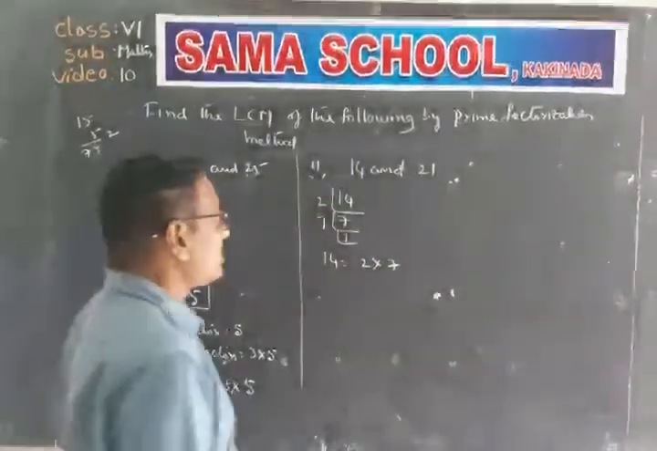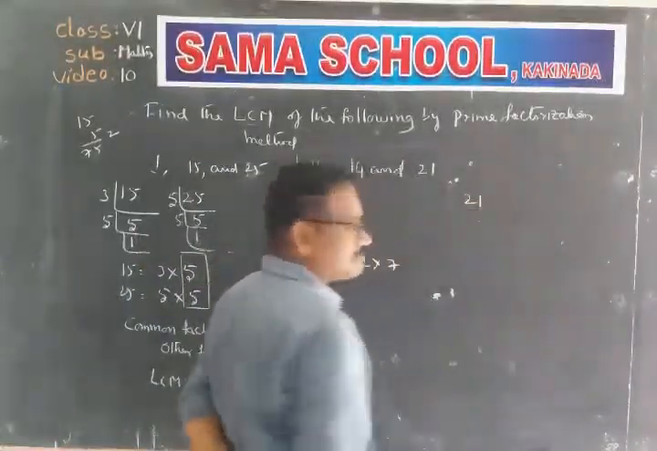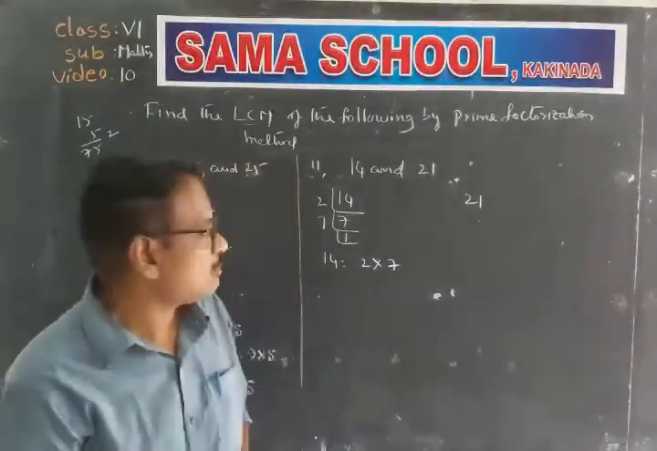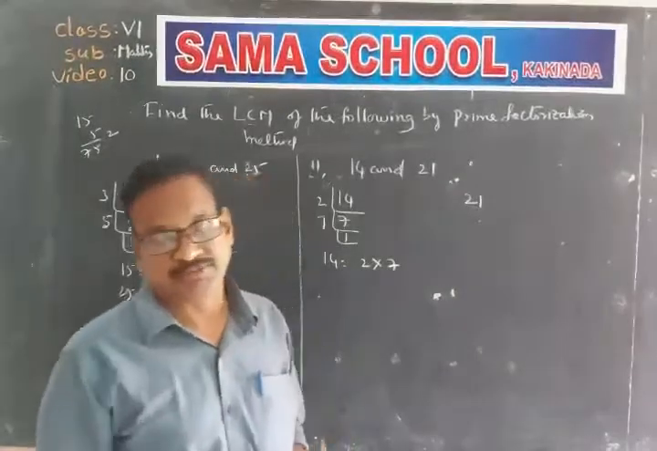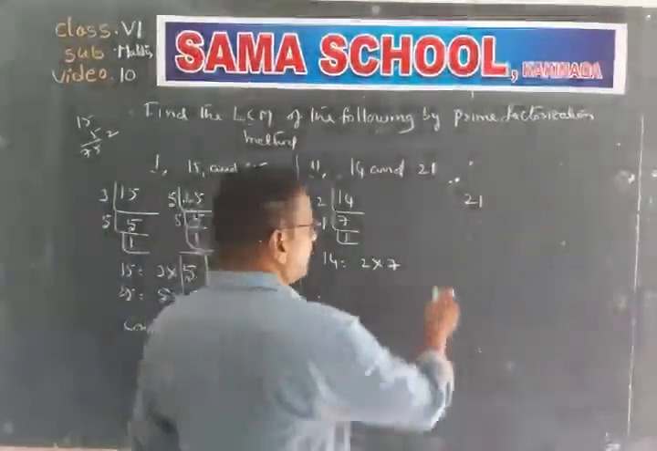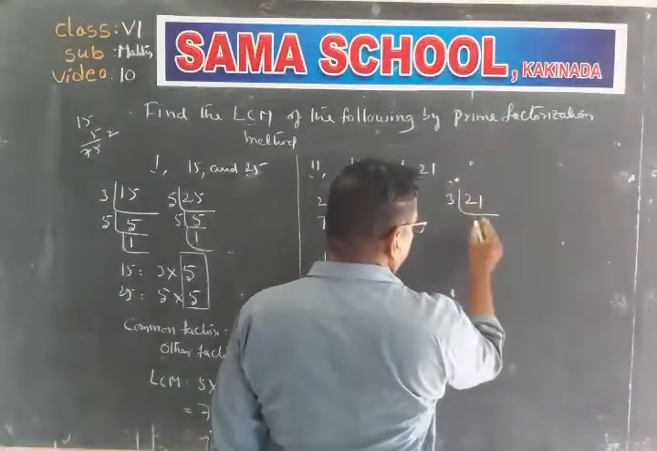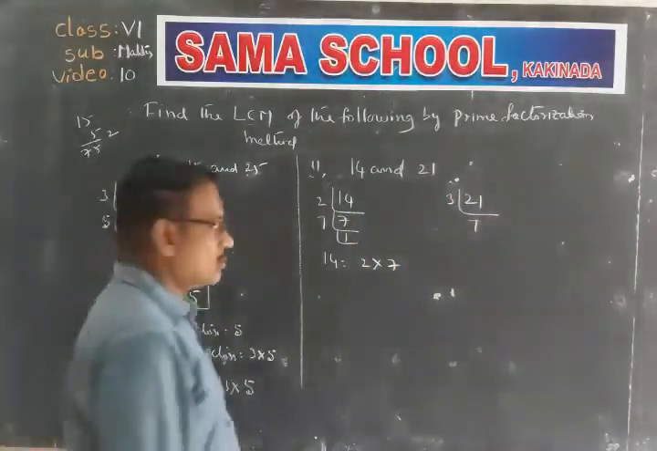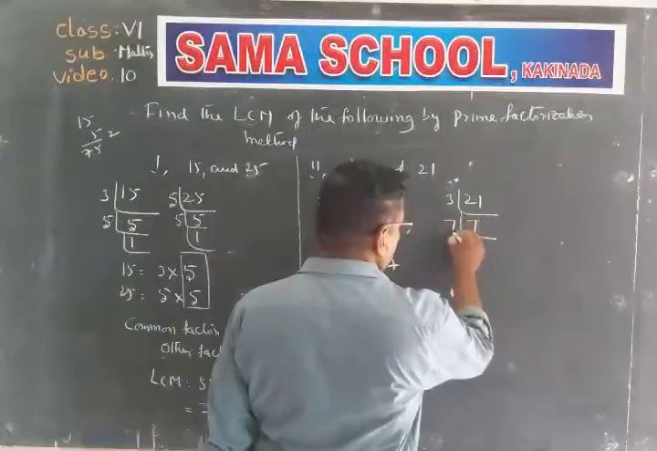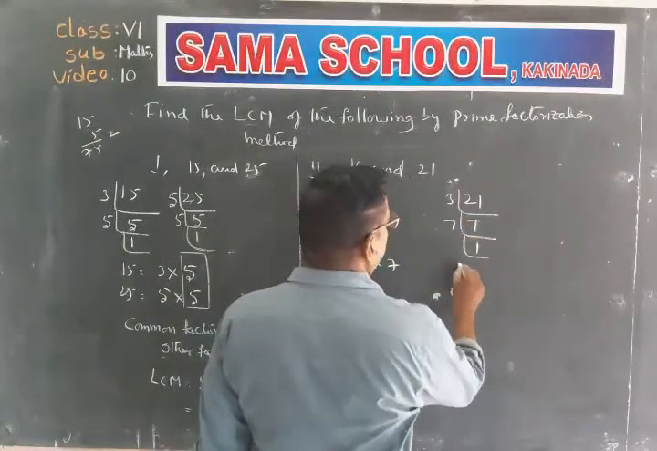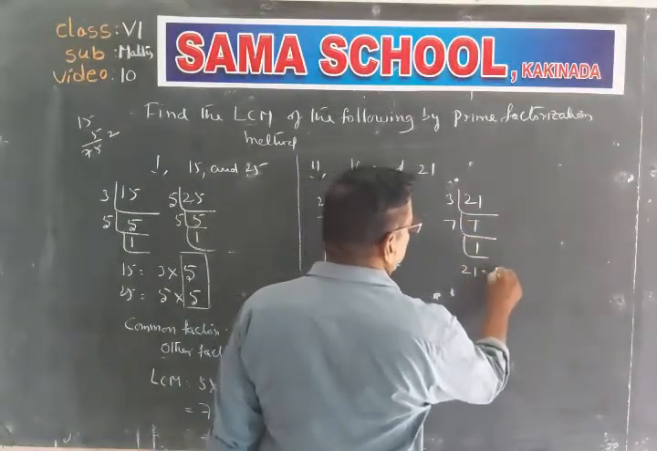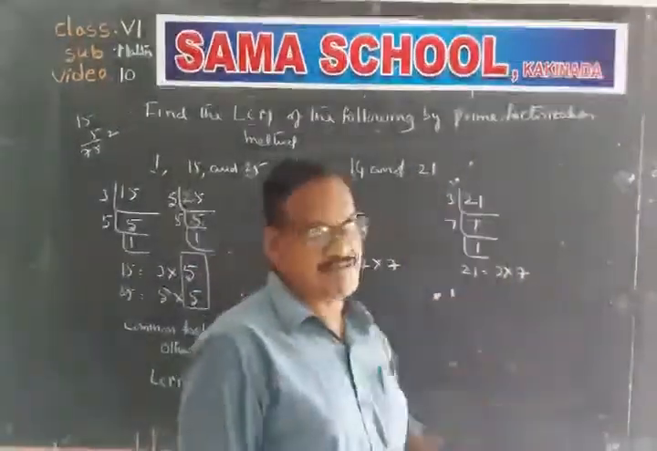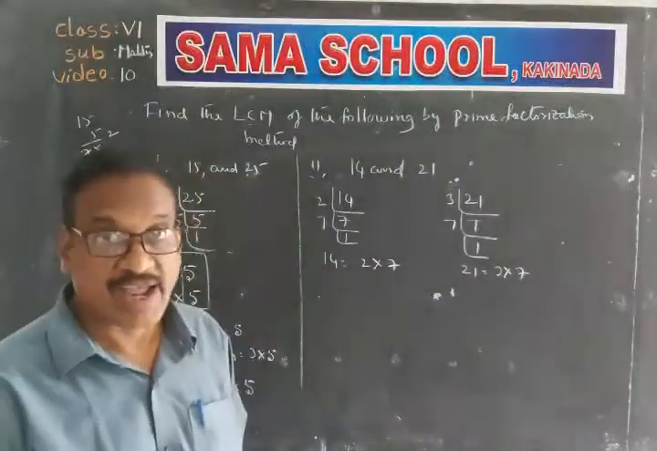Okay, now you take 21. Which is the least prime number that divides 21? 2 is not divisible. Okay, 3. 3 is divisible how many times? 7 times. 3 7s are 21. Okay, 7 is divisible how many times? 1. Okay, you write 21 is equal to 3 into 7, the product of the prime factors. So now prime factorization is completed.